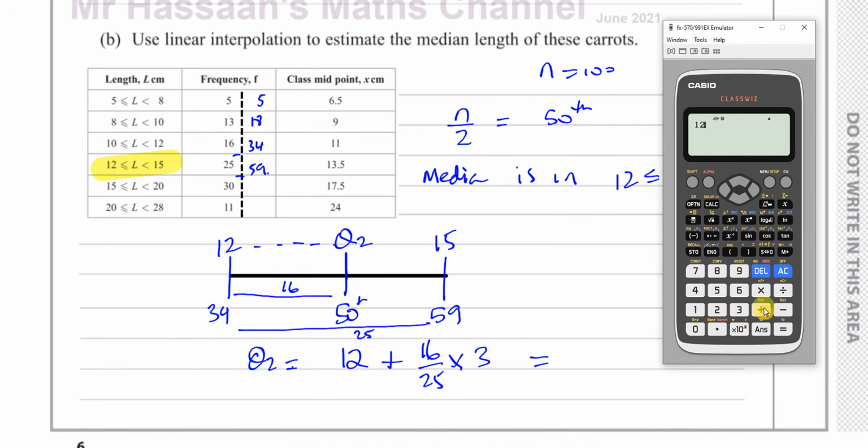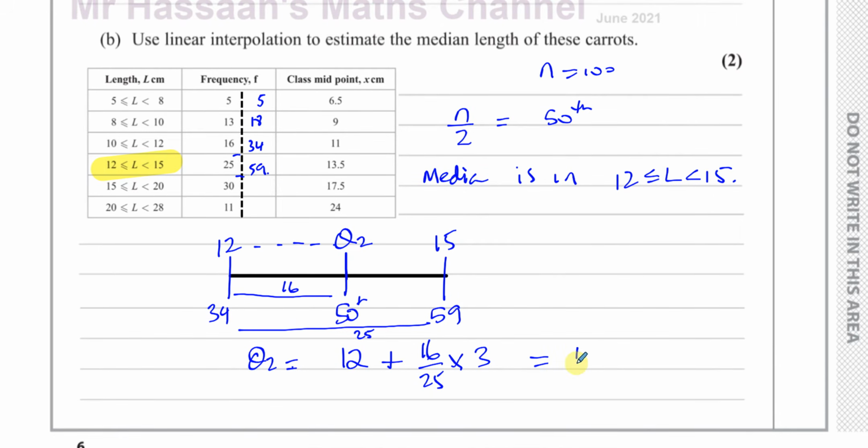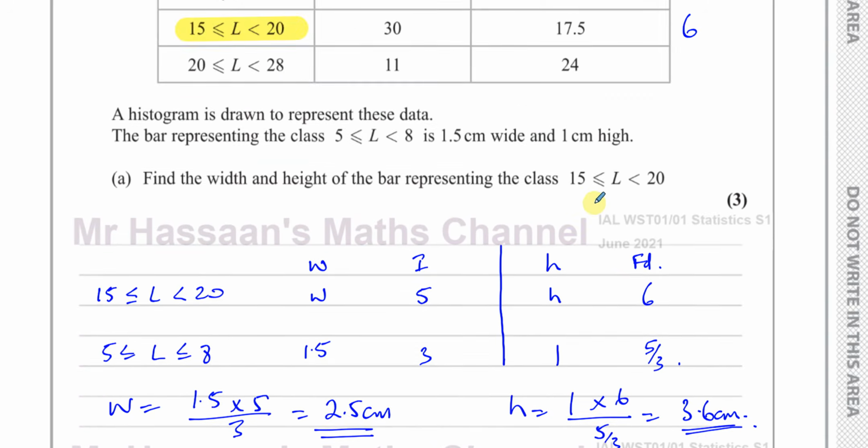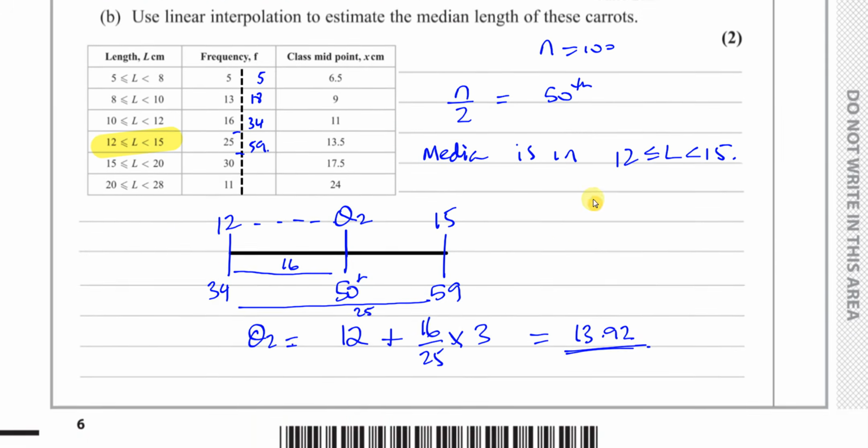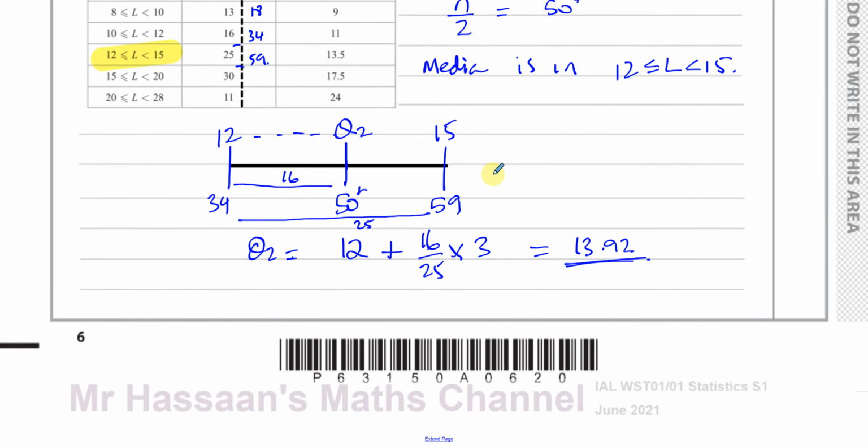So we have 12 plus 16 over 25, multiplied by the width of the interval, which is 3, and that should give us our value, which is 13.92. 13.92, that is the value of the median length of the carrots. So that's part B done. So there's part A and part B completed. Now we're going to go to part C.